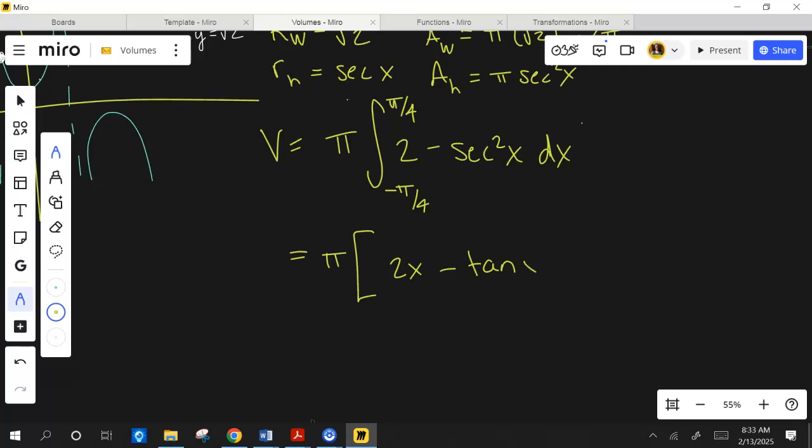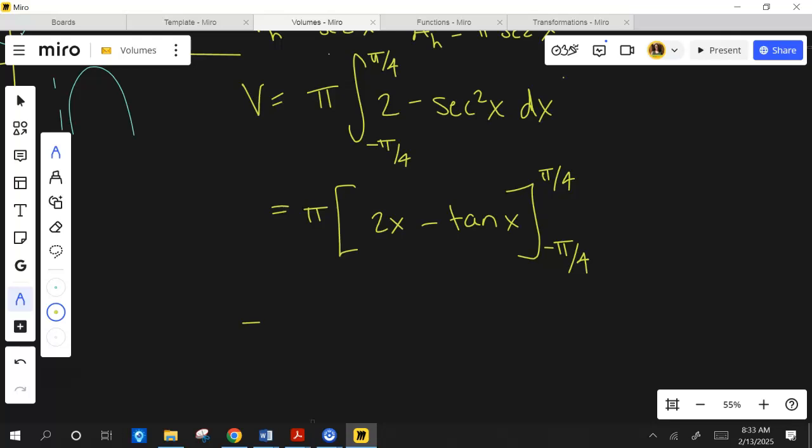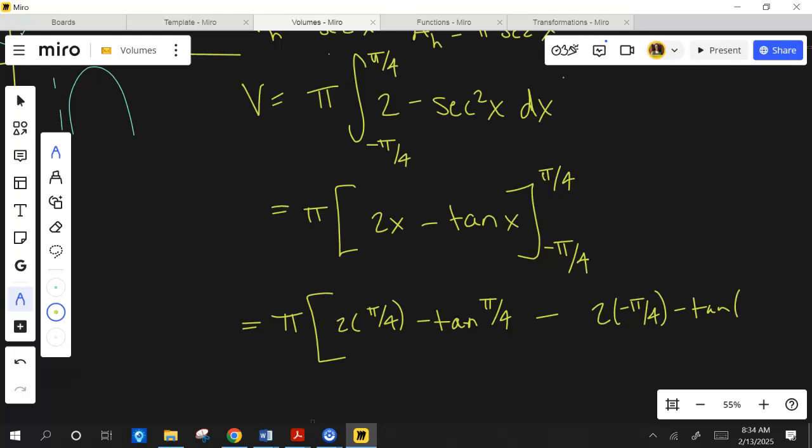Oh, Wyatt, how did you know to put tan? What rule? It's the antiderivative of secant squared. Because if you take the derivative of tangent, you get secant squared. I should finish this problem. All right, so I get 2 times pi over 4 minus tan pi over 4. Isn't this fun? Minus 2 times negative pi over 4 minus tan negative pi over 4.